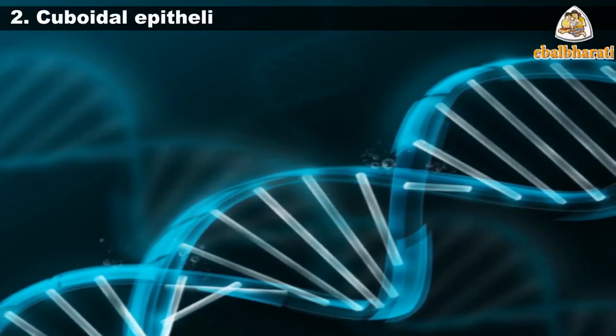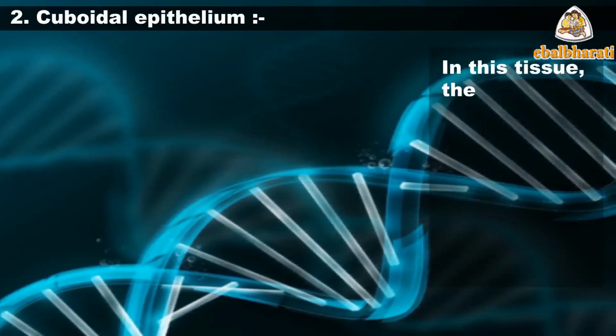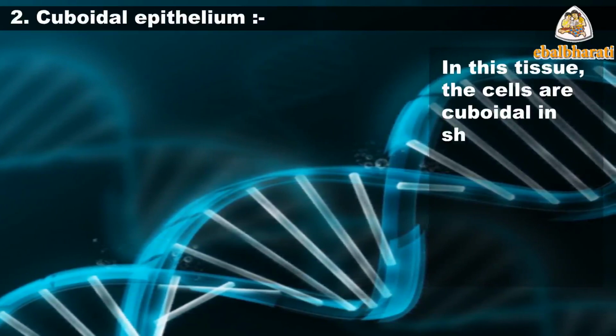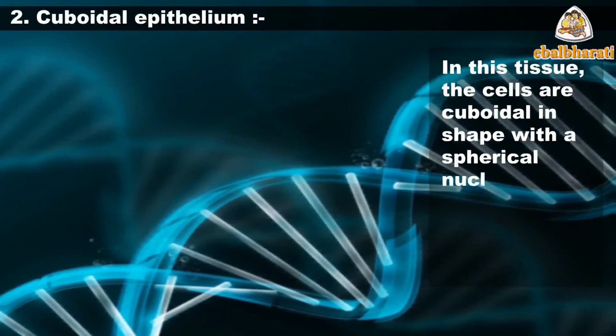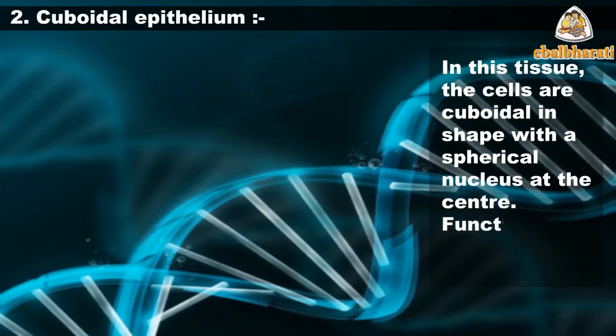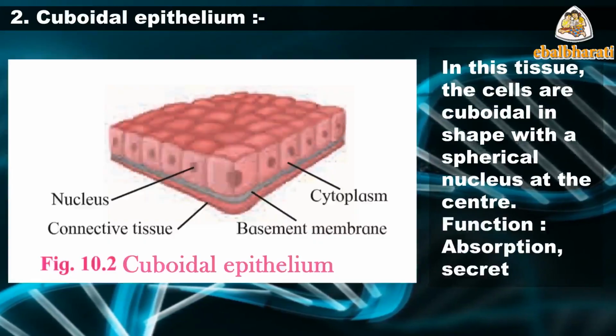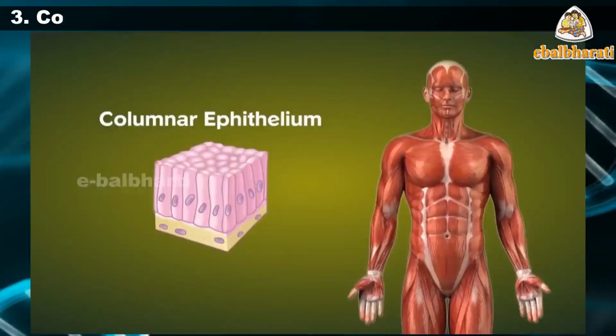Cuboidal epithelium. In this tissue, the cells are cuboidal in shape with a spherical nucleus at the center. The function of this tissue is absorption and secretion, as shown in figure 10.2. Columnar epithelium.